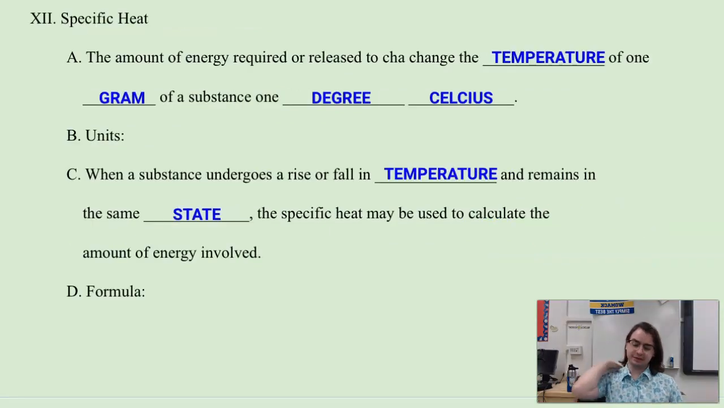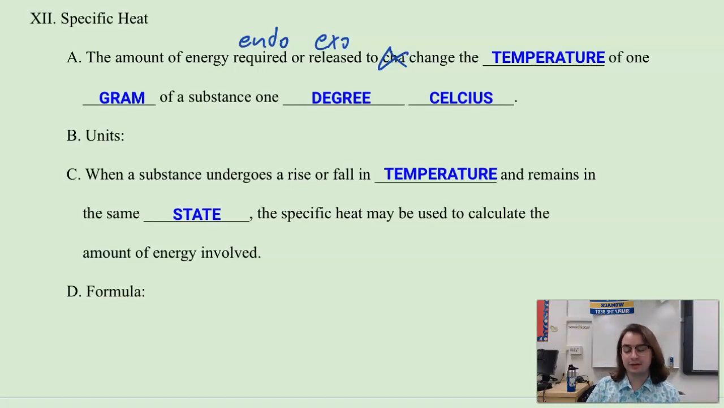So now that we've got that, let's talk about specific heat. Remember that specific heat is the amount of energy required, or released, to change the temperature of 1 gram of a substance 1 degree Celsius. It's required if we're talking about something that's endothermic, or released if we're talking about something that's exothermic.